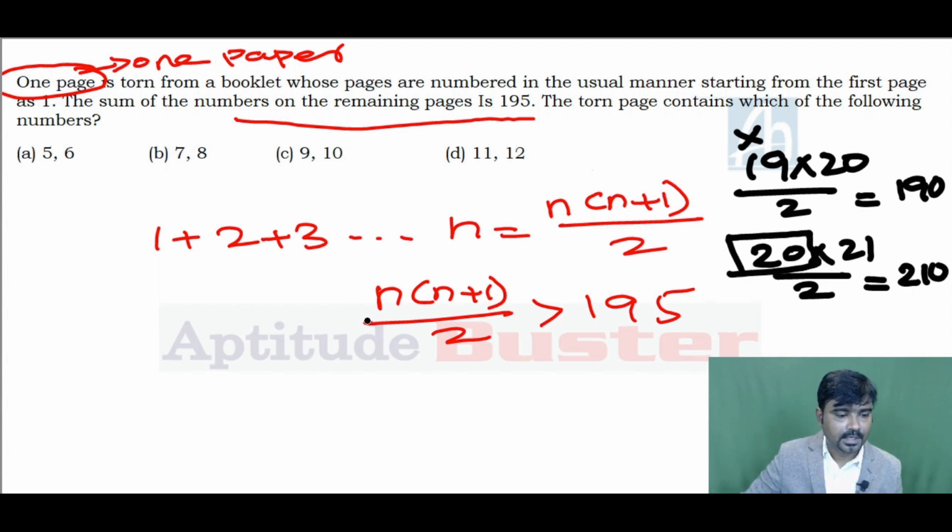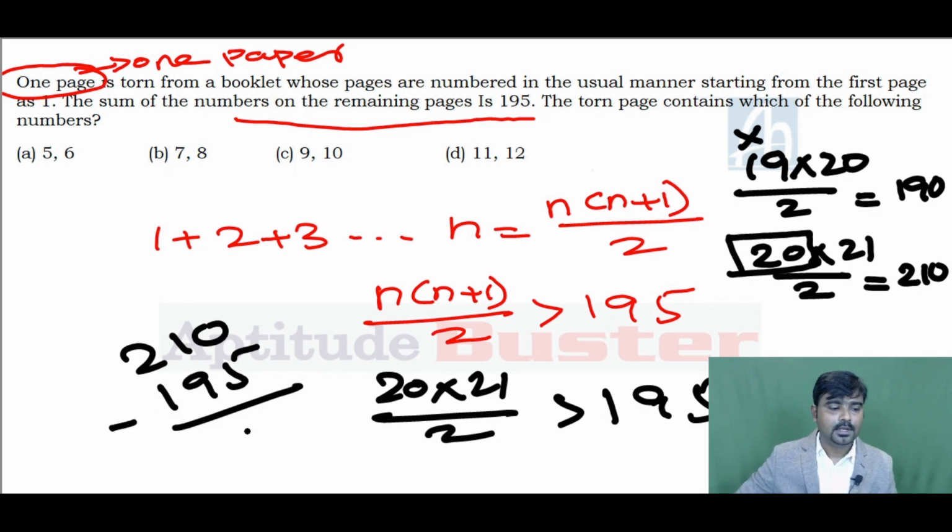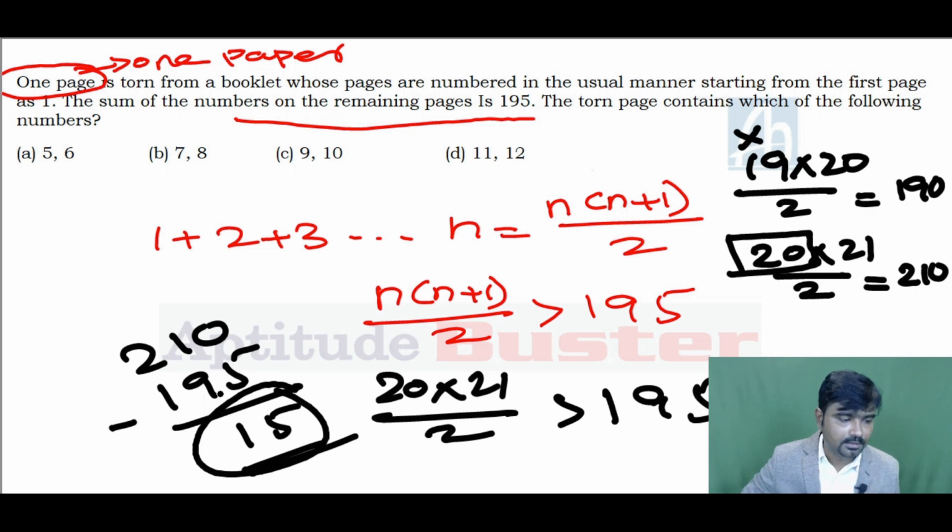Okay, 20 into 21 by 2 is greater than 195, so the sum is 210. The original sum is 210, but after removing one paper, the sum is 195. The remaining is 15. One paper, the front side and back side, sums to 15. So go through the answer choices which give you 15: 7 and 8. One paper removed, one side is 7, the other side is 8. So the answer for this question is 7, 8.